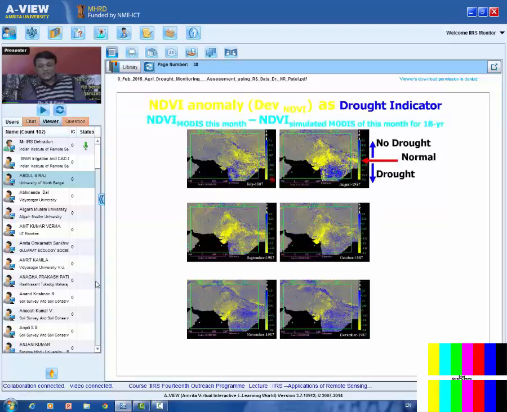In 1987, here you can see the NDVI anomaly index. You see all yellow, 2 months. Yellow, this is all drought affected, negative NDVI anomaly. So it is the most drought hit in India.